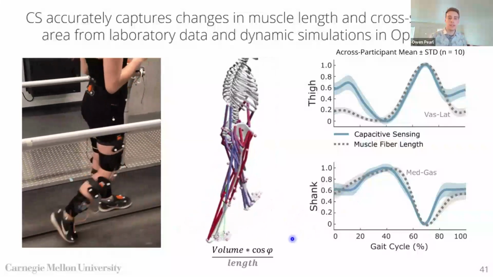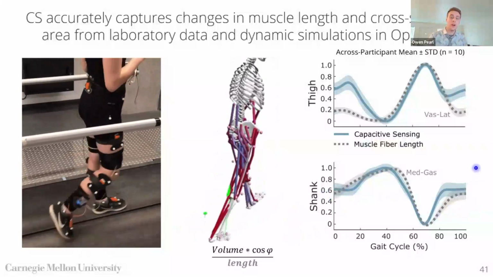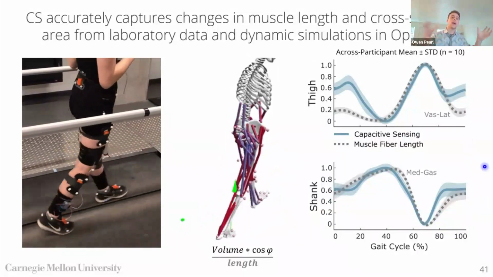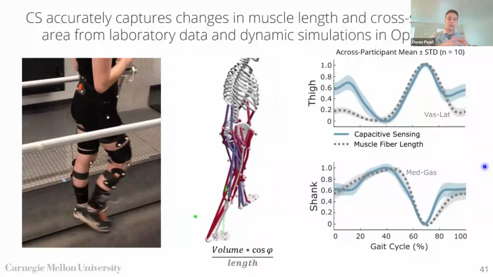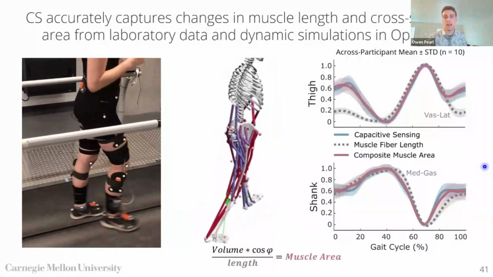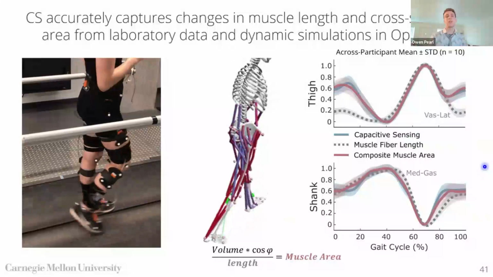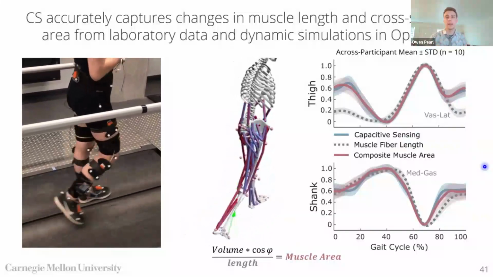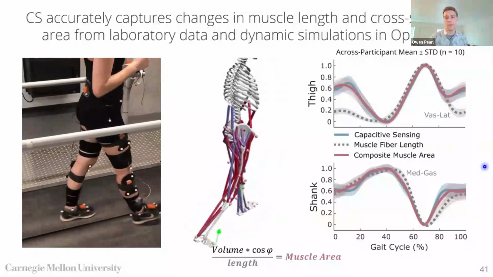And it turns out that the fiber lengths of the muscles are very highly related on their own to the capacitive sensing signal. And if we take all of those fiber lengths and calculate the composite cross-sectional area change of all of those muscles of each body segment, it turns out that it's a very, very close match for the capacitive sensing signature. So it seems that we really are measuring something fundamentally interpretable in this muscle physiology.